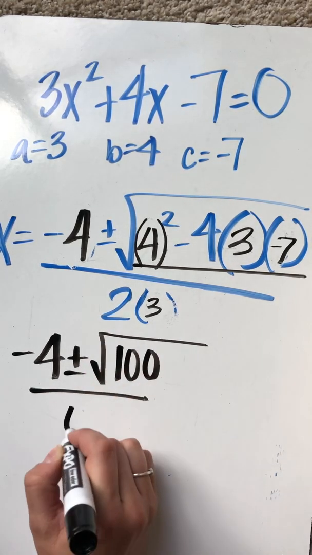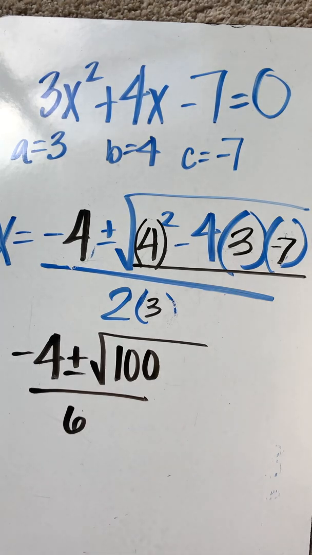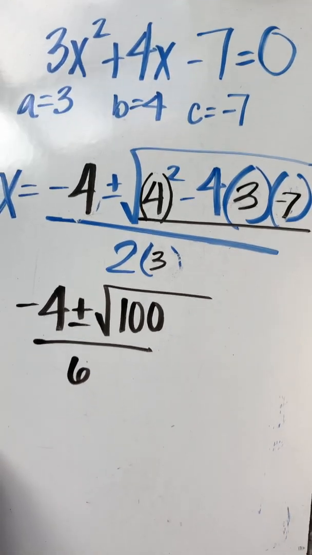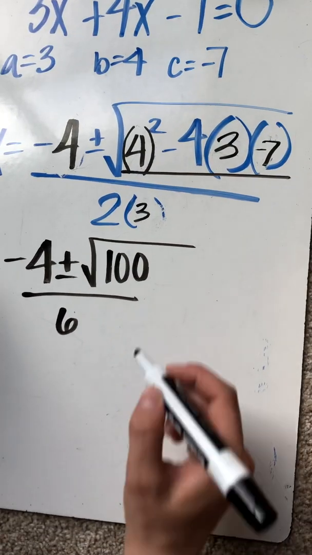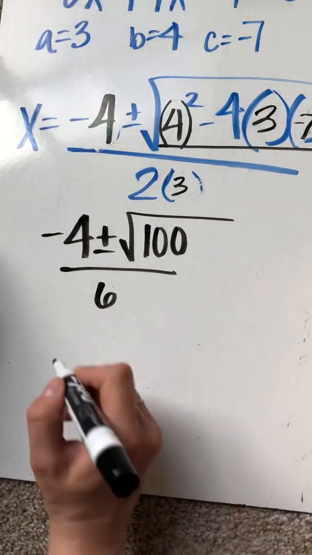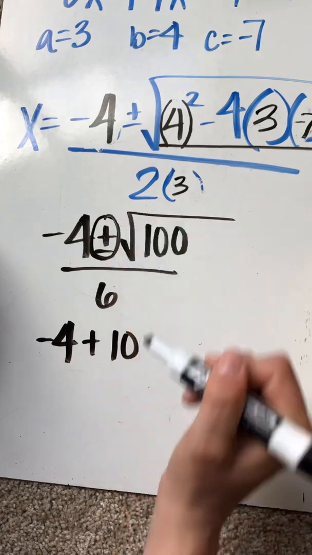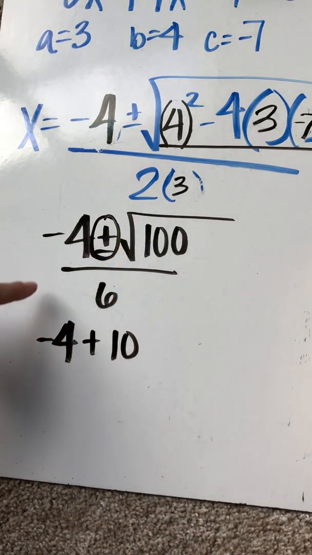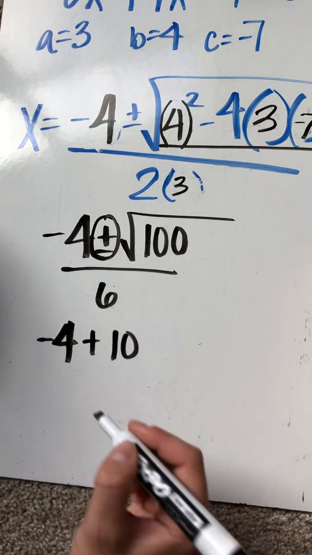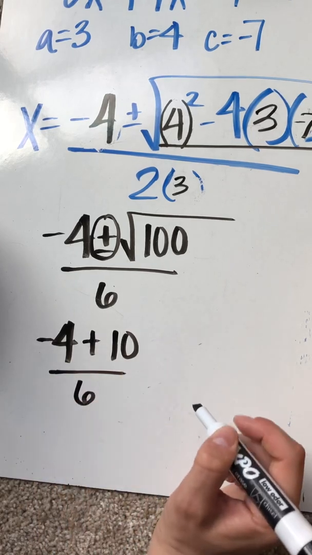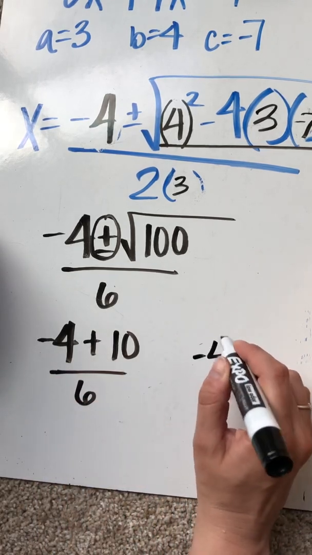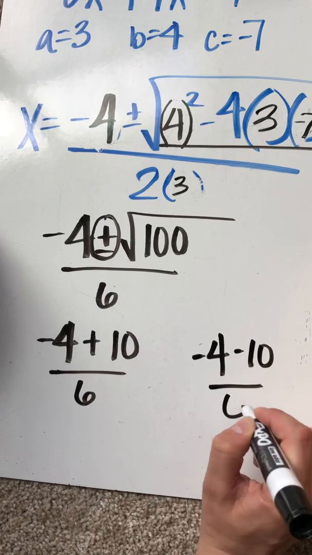Okay, 2 times 3 is 6. So there's my simplified quadratic formula. If you type in the square root of 100 into Google, it's going to tell you the answer is 10. So even more simple, I know that my equation is going to look like this. -4 plus 10, right? Remember that this tells you that there's actually 2 equations hidden inside this one. So -4 plus 10, and then divide by 6, and -4 minus 10, and then divide by 6.